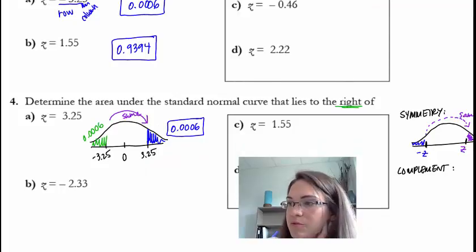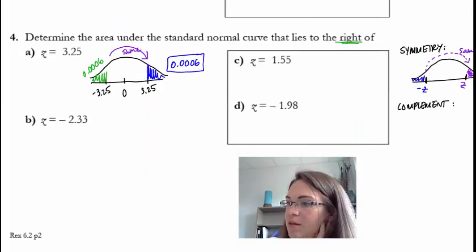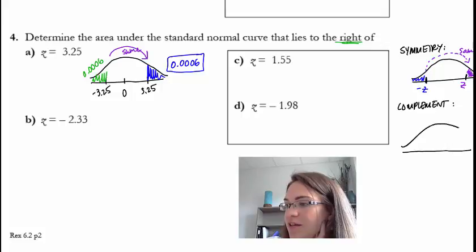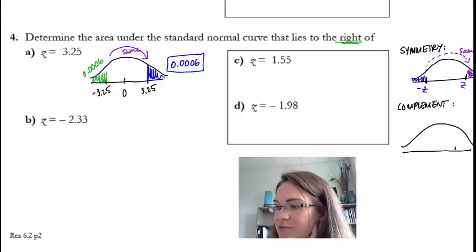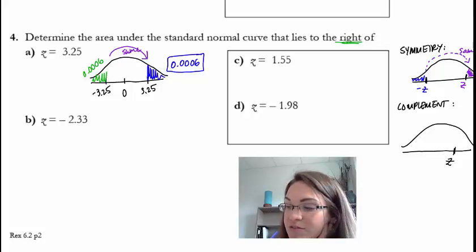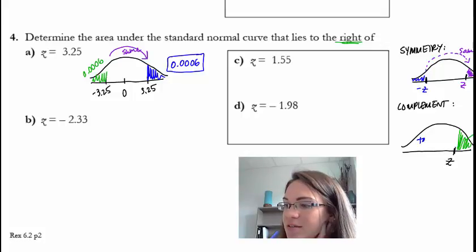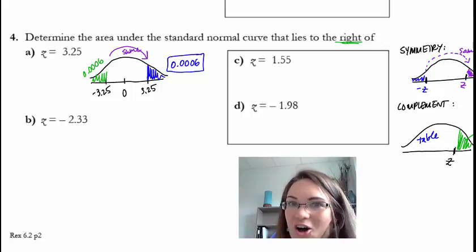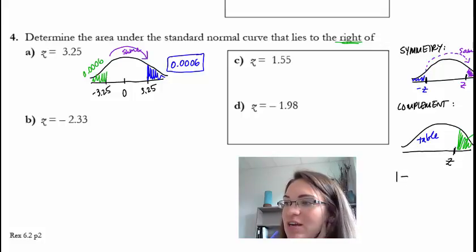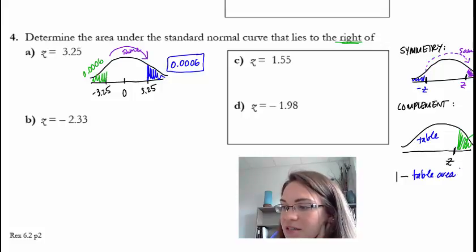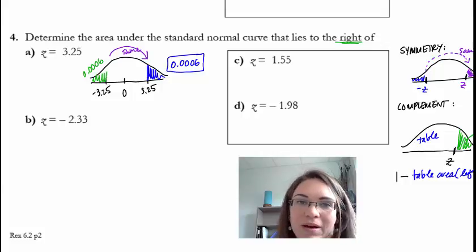We can also use the complement rule, which in general looks like this. If you want to find the area to the right of some z value, this z value could be positive or negative, it doesn't really matter, but I want the area to the right here. But the table gives me the area to the left of the z. I use the fact that area under the whole curve is 1 and subtract the area that we can get from the table, which is to the left. So 1 minus the area to the left must give us the area to the right.